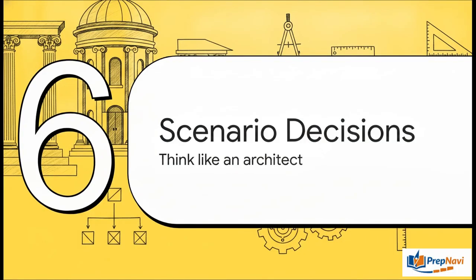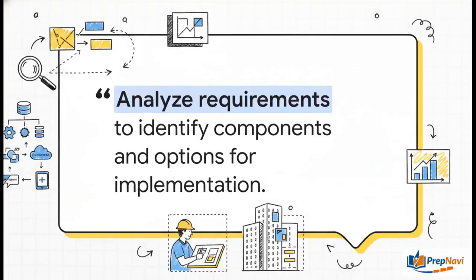Finally, Section 6, Final Scenario Decision Trees. This is where we evaluate options like a real architect. So let's tie this whole thing together. The study guide literally says, analyze requirements to identify components and options for implementation. That is the entire spirit of the exam. You aren't just a builder clicking buttons anymore. You are an architect analyzing a business problem to recommend the exact right mix of components.